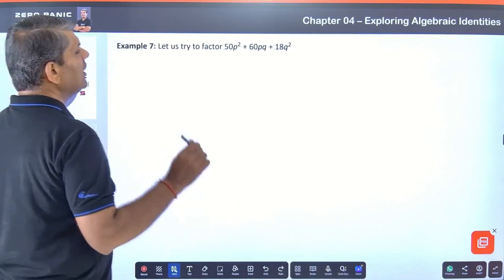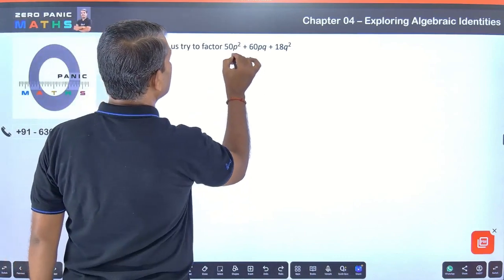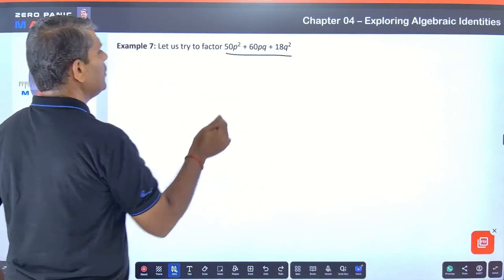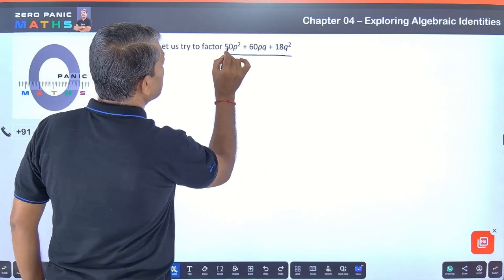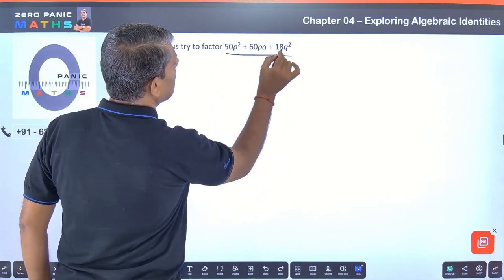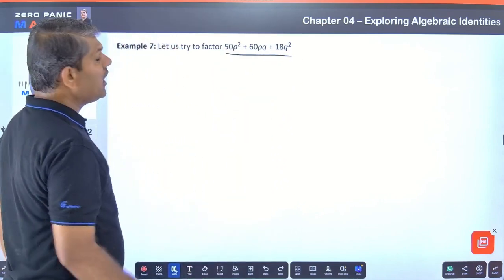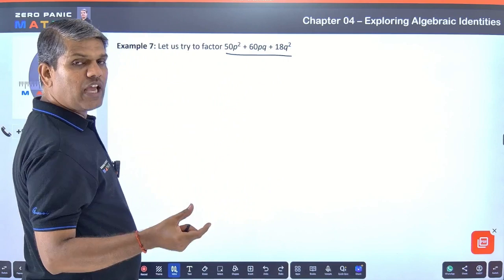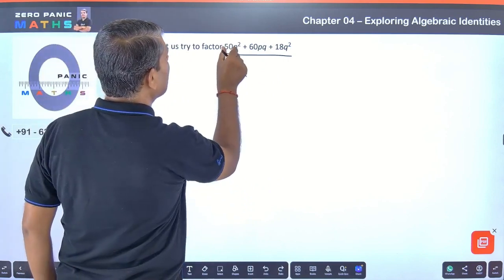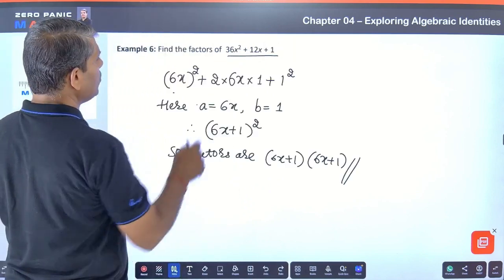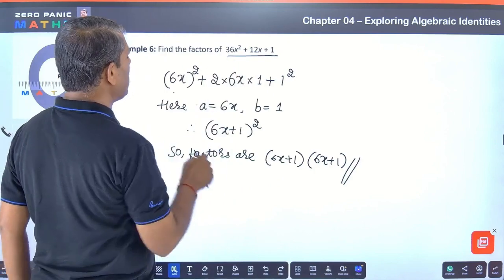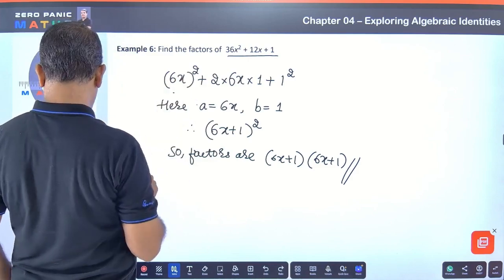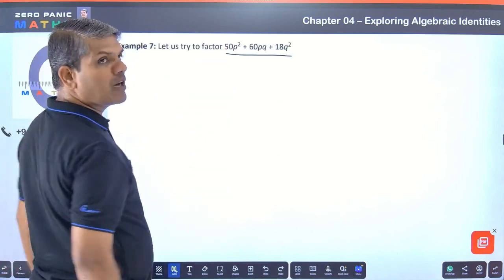Okay, now it's a little bit different here. Listen to me carefully. One simple additional step you need to do here. You see that 50p square and 18q square. Here in both a square and b square place, I don't have a perfect square so that I can write it just similar to here. Here 36 was a perfect square, so I could write 6x whole square. But 50 is not a perfect square.